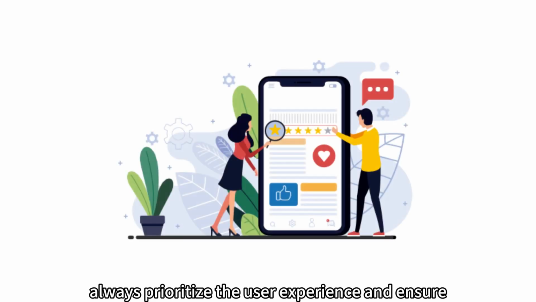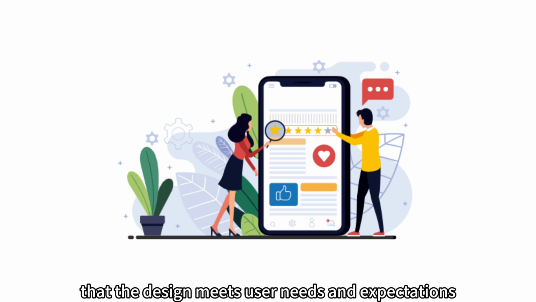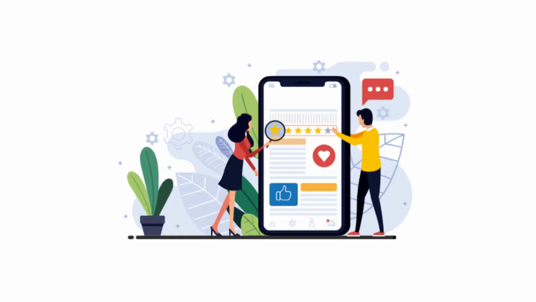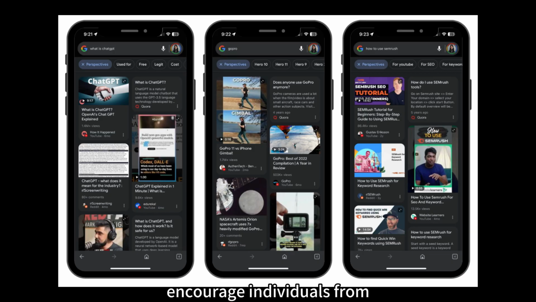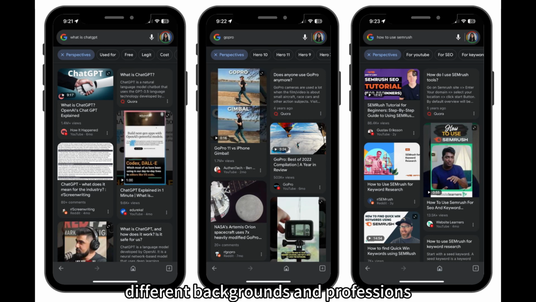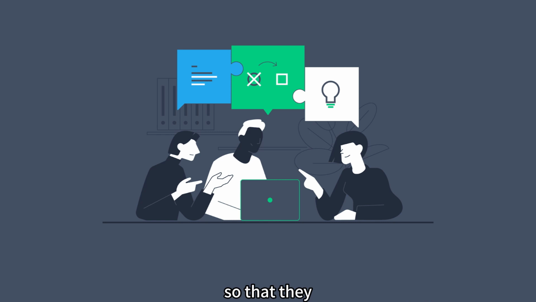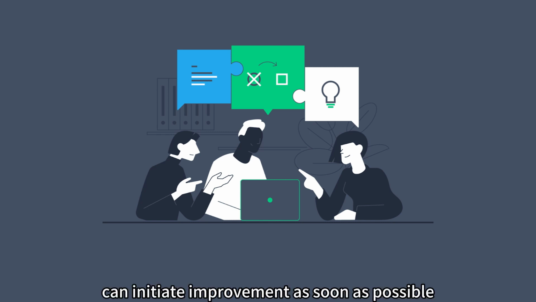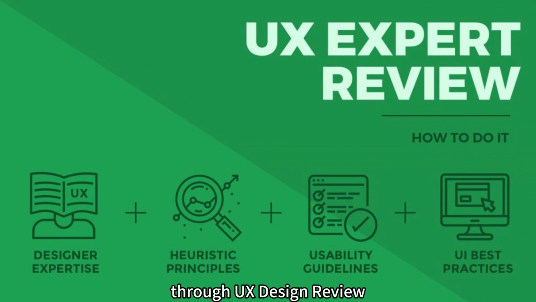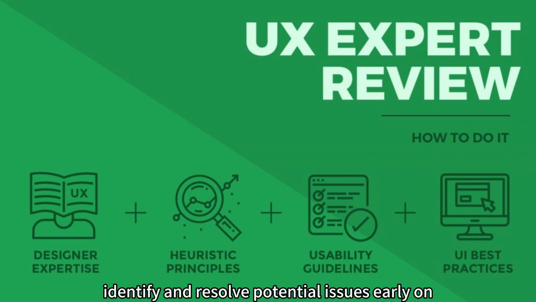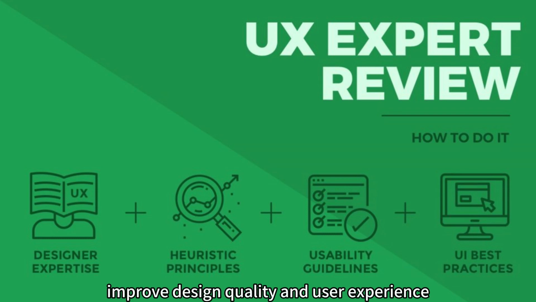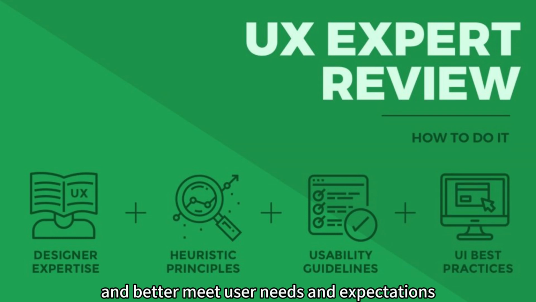Prioritize user experience. Always prioritize the user experience and ensure that the design meets user needs and expectations. Encourage diverse participation. Encourage individuals from different backgrounds and professions to participate in the review to gather diverse perspectives. Timely feedback. Ensure that the review feedback is promptly communicated to the design team so that they can initiate improvement as soon as possible. Through UX design review, the team can identify and resolve potential issues early on, improve design quality and user experience, and better meet user needs and expectations.